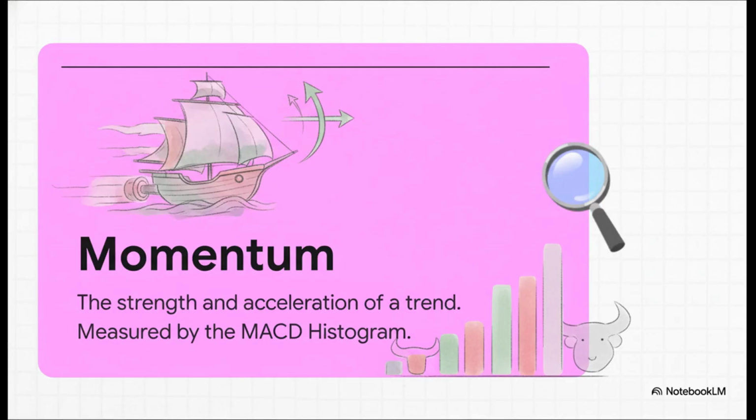And then there's momentum. If inertia is the ship's direction, momentum is the power coming from its engine. Is it speeding up or slowing down? We measure this force with the MACD histogram. When those histogram bars get taller, it means the trend is accelerating. The bulls or bears are really hitting the gas.